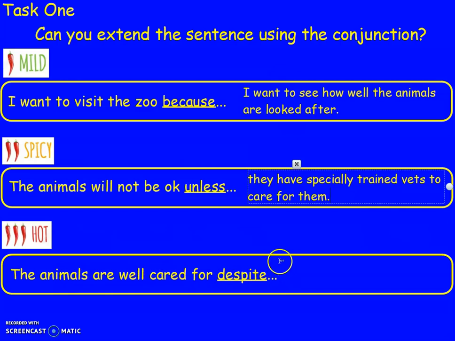Hot, "the animals are well cared for despite." So despite means the opposite of something. So despite something means even though something else is happening. So even though the animals are not in their natural habitat, we could say, "the animals are well cared for despite them not living in their natural habitat." Okay, so well done if you've got something like that. I'm looking forward to seeing your sentences when you bring your books back on Friday.